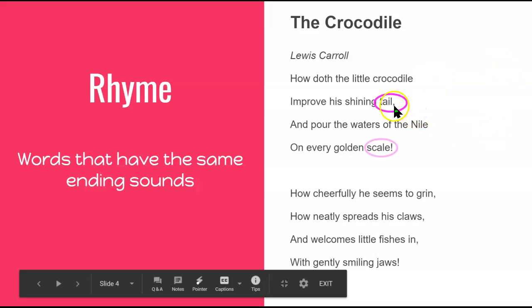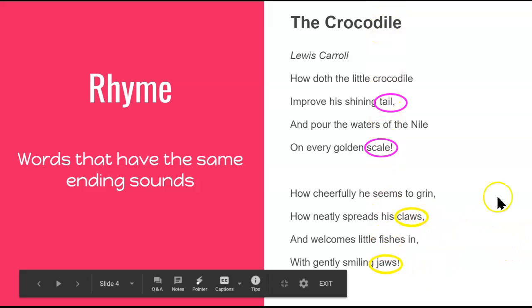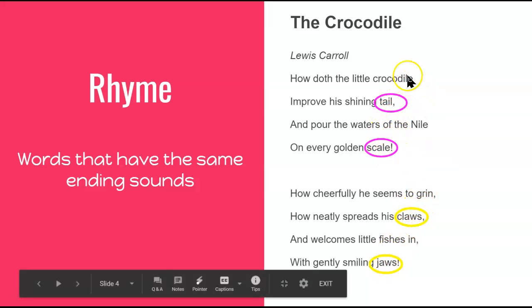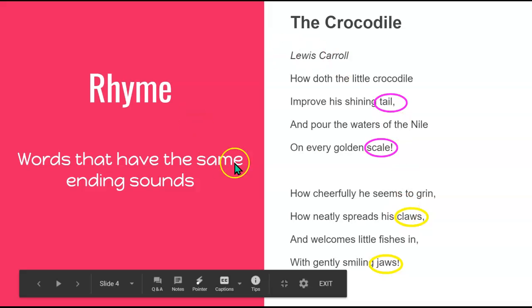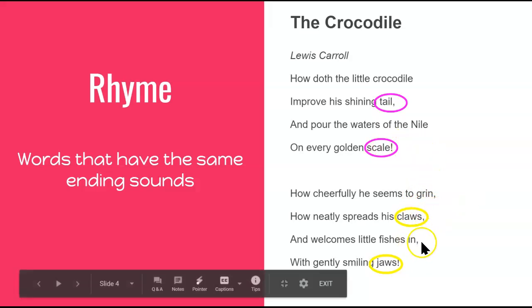So our first example is tail and scale. Our next example is claws and jaws, okay? If you notice, each of the words that rhymed were at the very end of the verse. Crocodile, Nile, grin, in. Those all rhyme. It's the last word in each verse that could rhyme. So this rhyme scheme would be an A, B, A, B pattern, okay? Because this sentence is A, this is B, this is A, this is B.